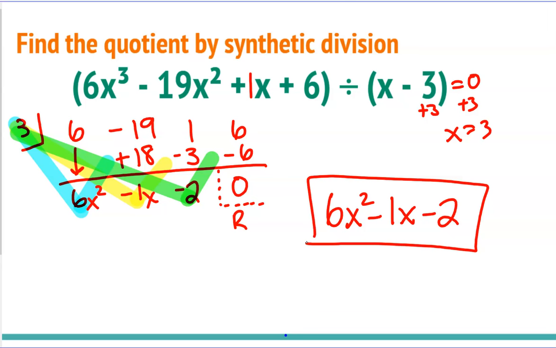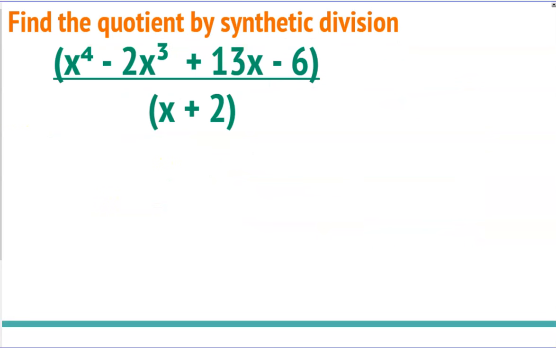All right, got 2 more. This one looks different, but it's asking you the exact same thing. So x to the 4th minus 2x cubed plus 13x minus 6. All right, first thing, it is in standard form. I'm going to put my coefficients down. Notice my degrees here, 4, 3. I don't see an x squared anywhere, then x, and then negative 6. So that means when I write my coefficients down, I'm going to have 1 for x to the 4th, negative 2 for x cubed. There is nothing for x squared, so we got to put a 0.